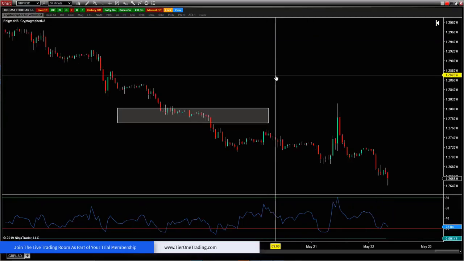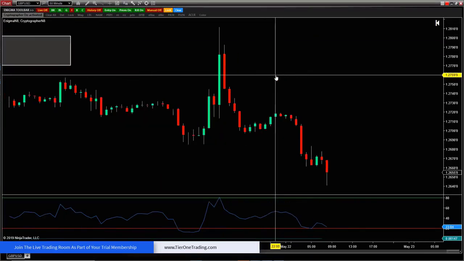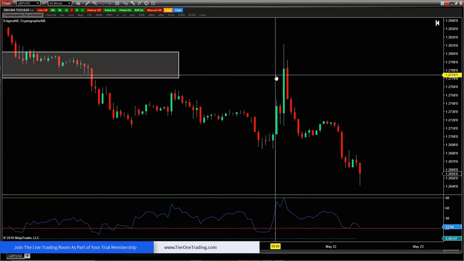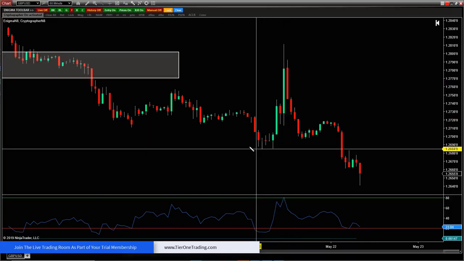But not much under 4 hours. So let's dig right down to the 60-minute here on the pound dollar. Again, you can see some of the madness from yesterday, the spike ups, the retracements. It gave us a nice little ebb and flow. Gave us a nice little structure shelf as well.